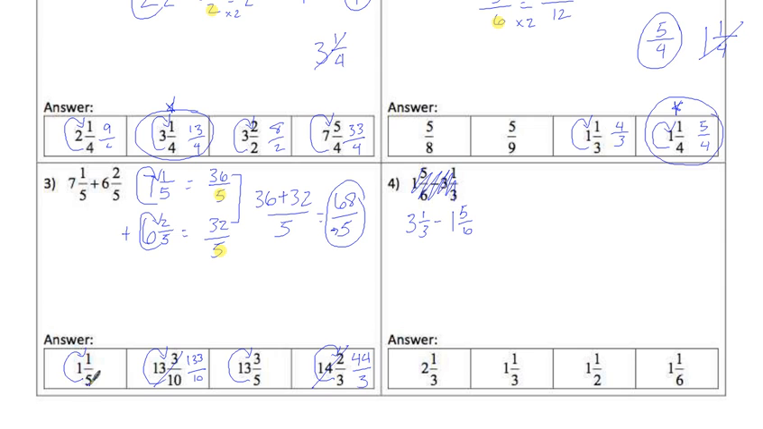So I'm left with 2 now. Well, if I turn this one improper, 5 times 1 is 5, plus 1 gives me 6 over 5, not the answer. And this one here, if I turn it improper, will be 68 over 5. So here is our answer.